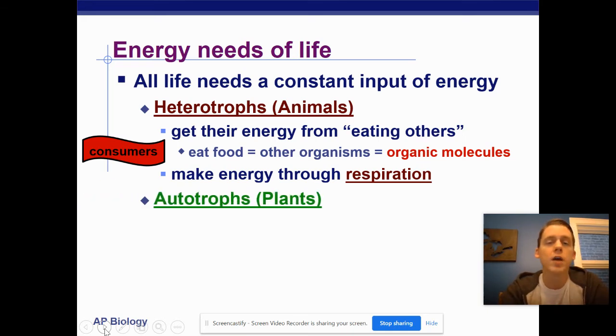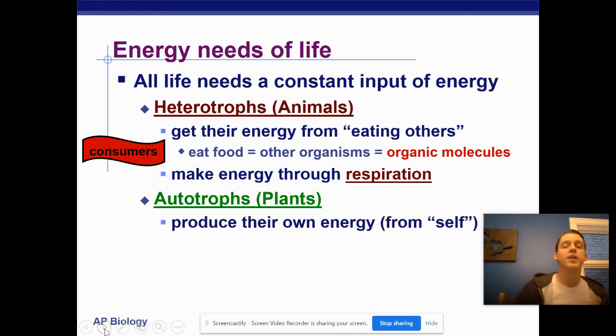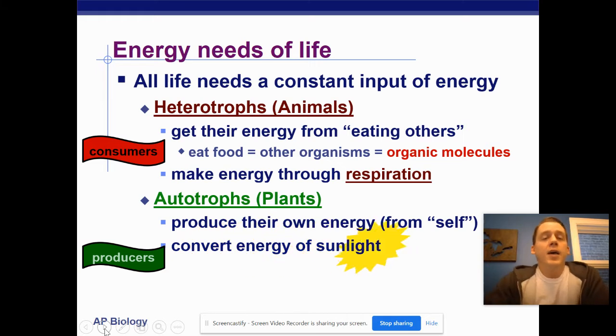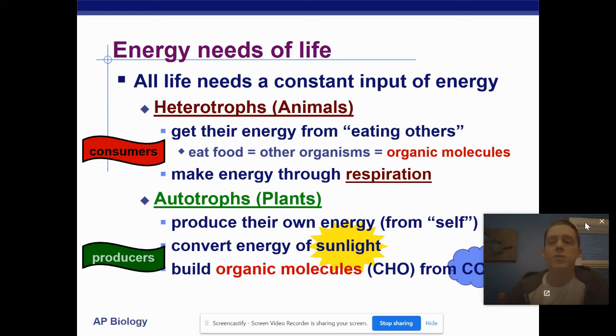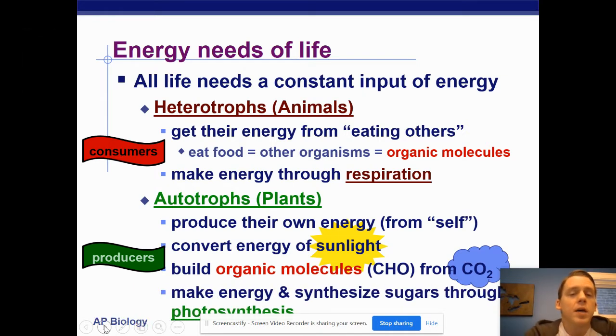An autotroph, auto means self, and troph refers to energy. So these are things that produce their own energy, energy from self. Autotrophs are known as producers because they need to convert the energy of the sun into organic compounds, into the energy that they will use. So autotrophs have to build organic molecules from CO2, basically. So plants are going to make energy and synthesize sugars through photosynthesis.